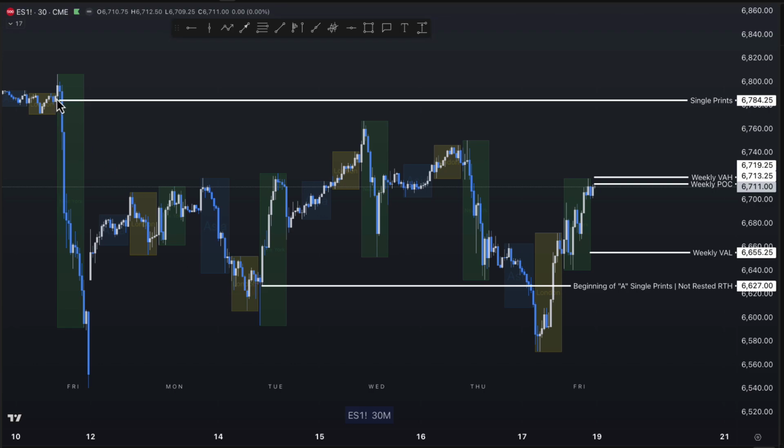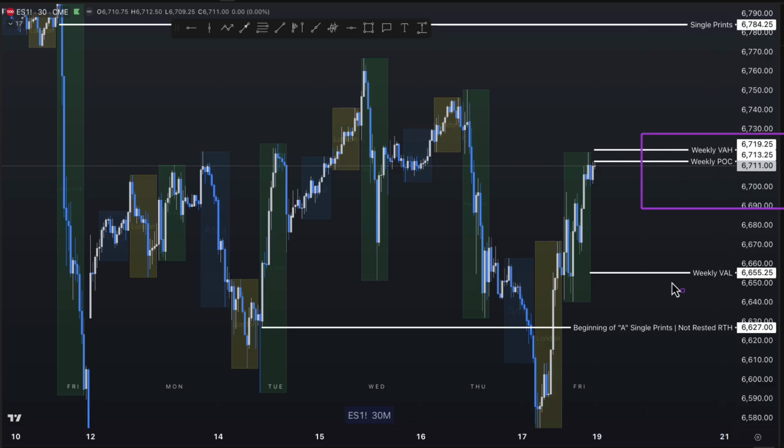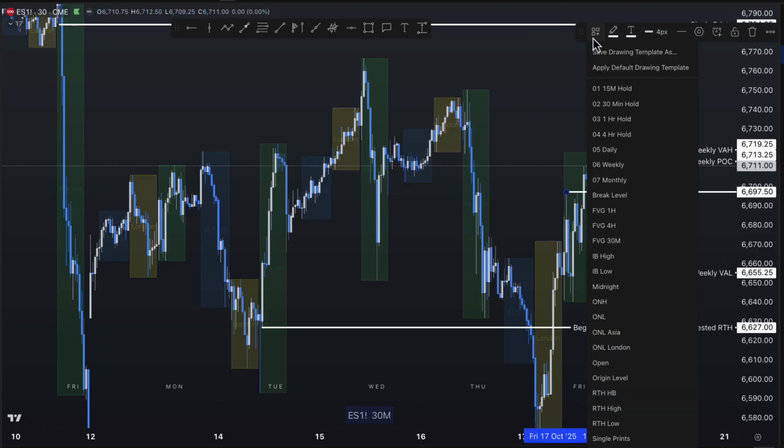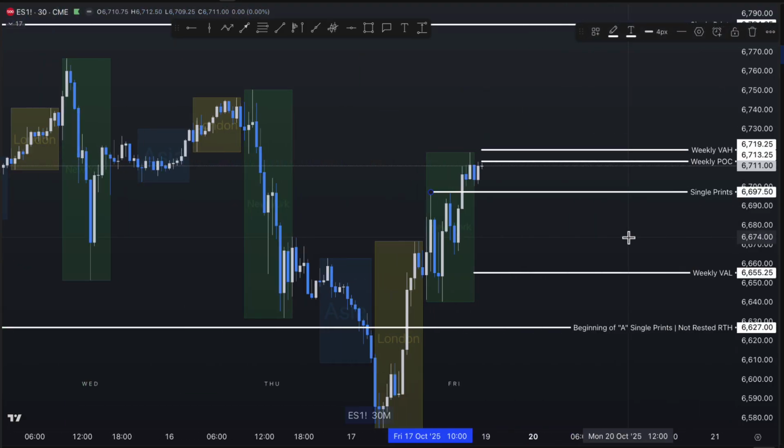And of course, we have this set of single prints from Friday, if you want to make sure that's on your chart. 84.25. The value area high and low that we marked here, and then the beginning of a single prints there, where there was a little small set of single prints here. Look at that. Let's mark this as single prints, not RTH low, single prints.